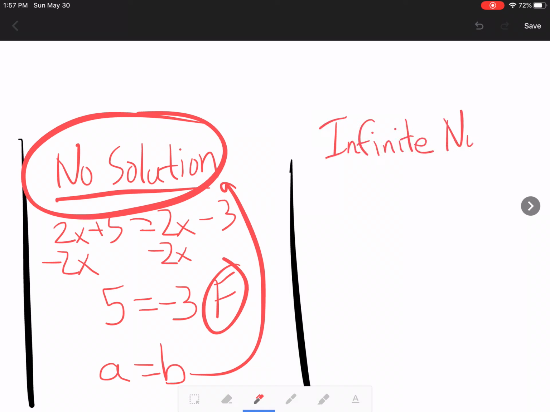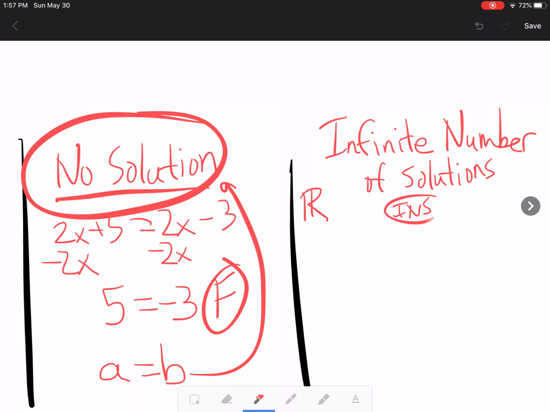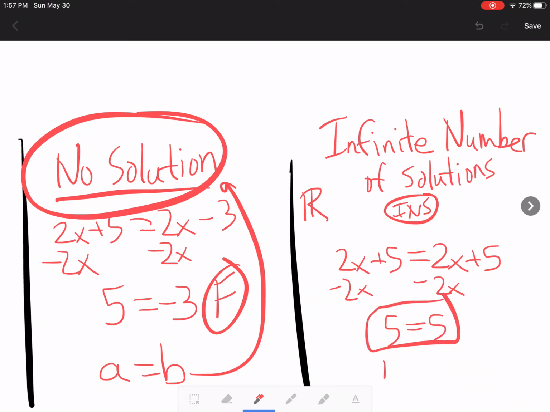Infinite number of solutions. Sometimes you might see this fancy R for all real numbers as another way to say it. For my students, I usually tell them to abbreviate it INS, infinite number of solutions. And that's in a situation where we have something like 2x plus 5 equals 2x plus 5. You subtract 2x from both sides, and here we have 5 equals 5. That's a true statement. That makes sense. So we would say we have an infinite number of solutions.